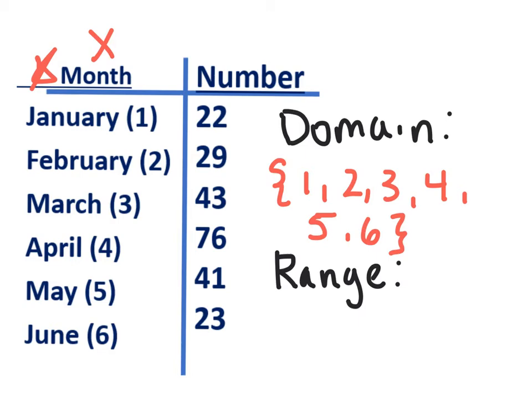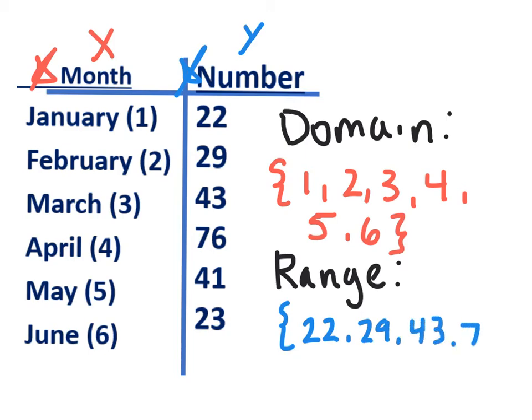If we wanted to list the range, that means we're looking at this second column, and these are all of our y values. So we could draw our bracket and list all the possible y values. So we have 22, 29, 43, 76, 41, and 23. And we close our bracket.